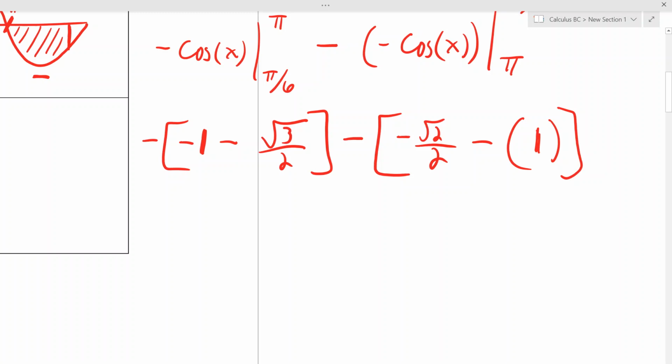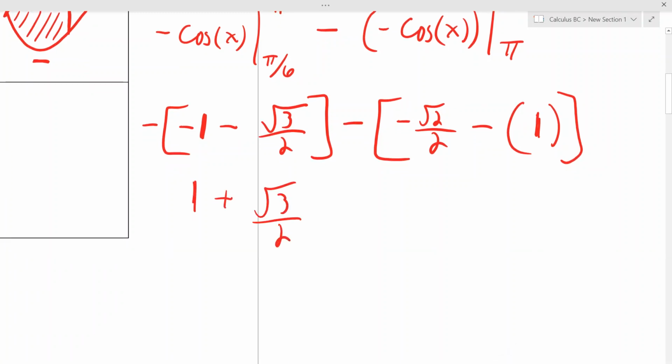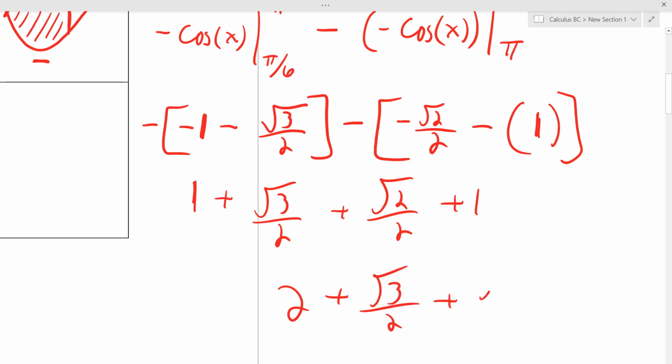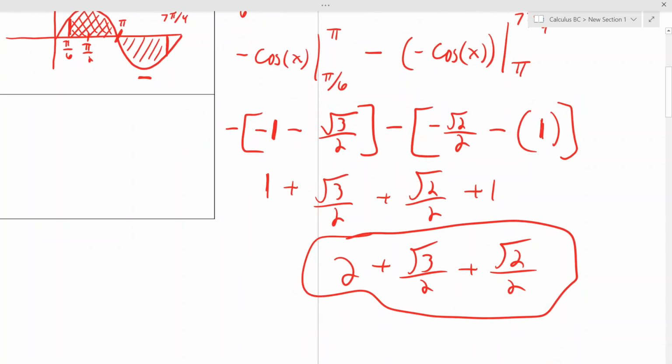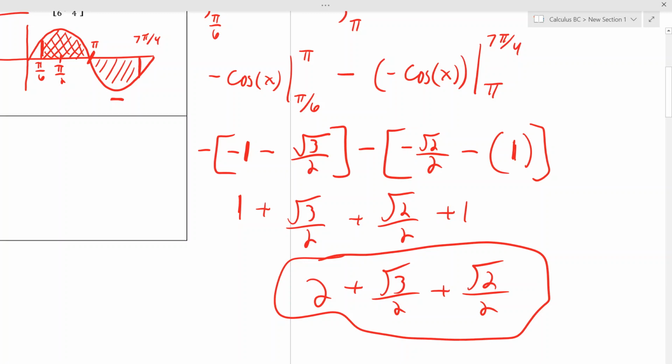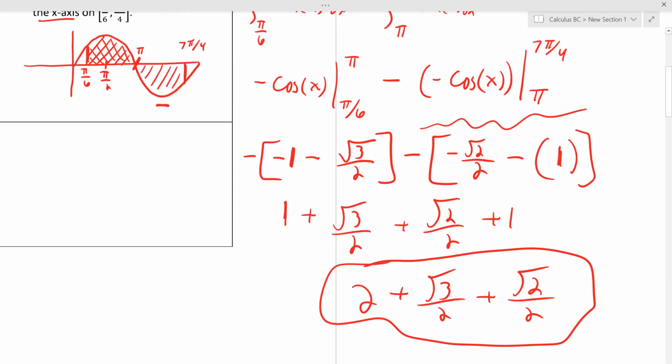Now we just got to simplify this thing. So this is really 1 plus root 3 over 2 plus root 2 over 2 plus 1. So it's really 2 plus root 3 over 2 plus root 2 over 2, which is a weird number, but that's just what it is. Okay? Now, again, if we had done the integral from pi over 6 to 7 pi over 4 the whole way, we wouldn't have got that. We would have got, like this back here would have canceled stuff out. We would have got negatives in there. It would have canceled. Okay, so that's that.